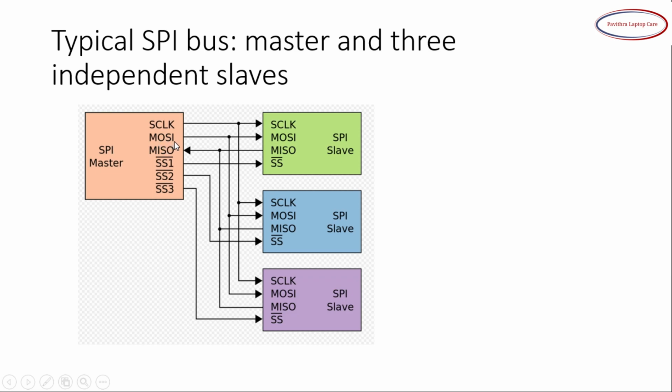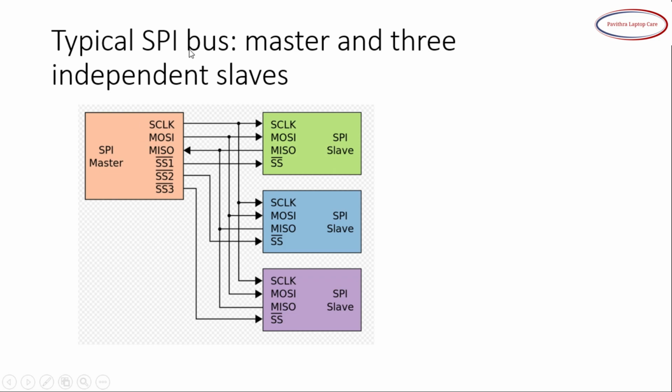MOSI, master out, slave in. This also goes parallelly to all slaves. See, here one MOSI, here it's coming and going to MOSI, and here MISO, this master in slave out. What the slave outputs is there? It goes to master. How is it? This is also in parallel. See here, it's connected to here. Same one is connected to here. All three together going to the master in typical SPI bus.